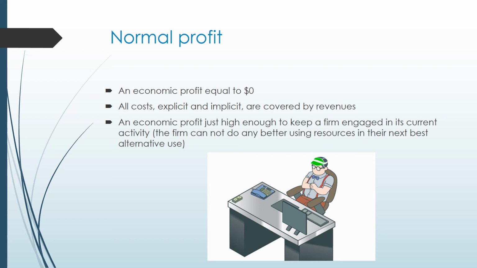This is an economic profit that is just high enough to keep a firm engaged in its current activity, meaning that they don't have a better option. That's what is considered a normal profit. If your economic profit is greater than zero, then you're earning a positive economic profit. Normal profit is zero, and economists would say there's nothing wrong with earning a normal profit because you can't do any better, so that is an efficient outcome.